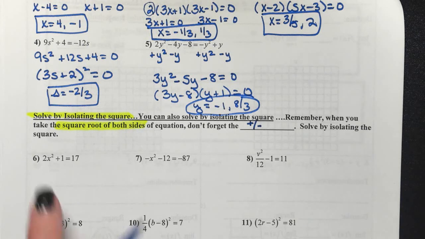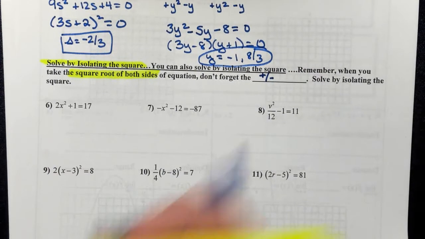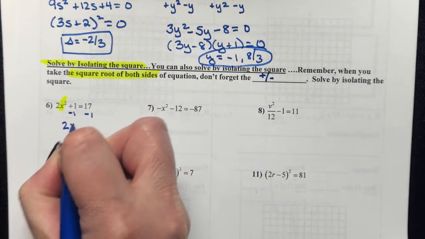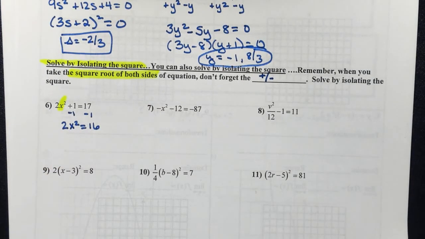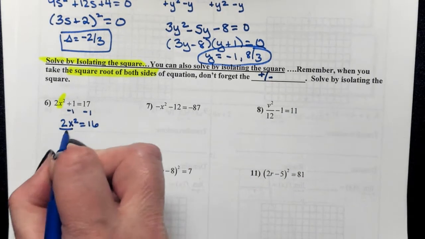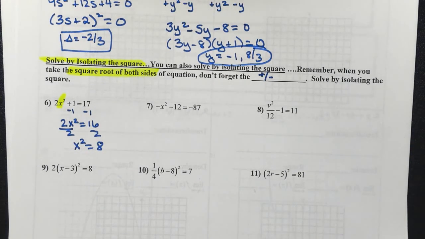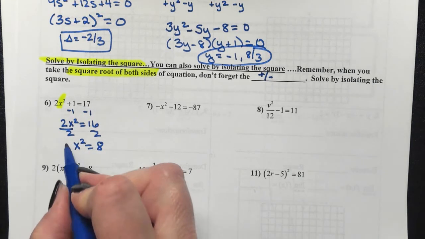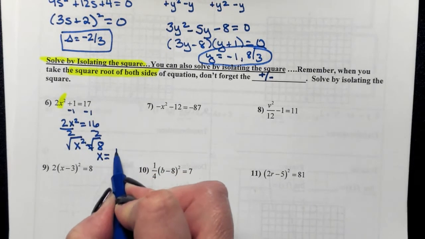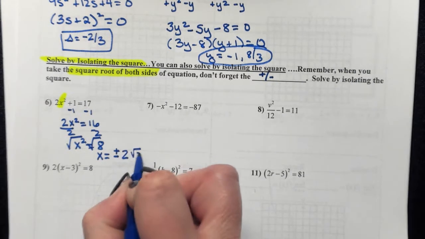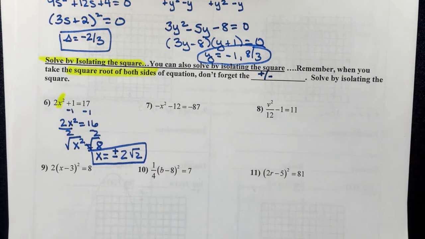So for example, in problem number 6, first thing you want to do is get that x squared all by itself on one side of the equation. So I'm going to subtract 1, which will give me 2x squared equals 16. Then what am I going to do to get x squared by itself? Before I do square root, I got to get x squared by itself. Divide by 2. So x squared is equal to 8. Now that x squared is by itself, now what can I do to both sides of the equation? I can take the square root. So x is equal to, and again, don't forget your plus or minus. Can you simplify the square root of 8? The square root of 8 is going to simplify down to what? 2 square root 2. Remember, the plus or minus just stays in the front of the 2 square root 2.